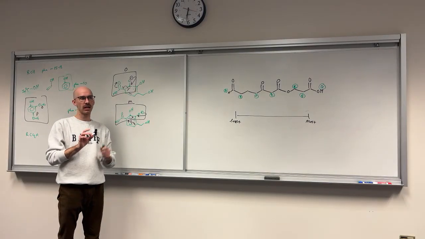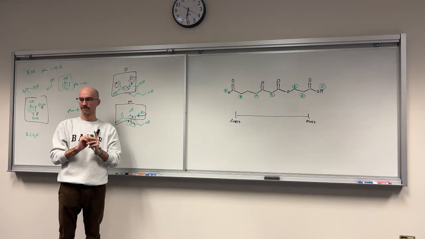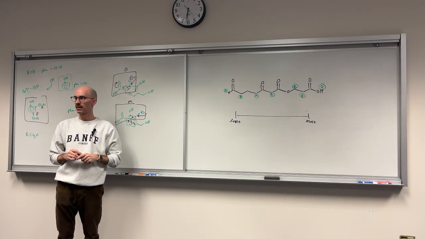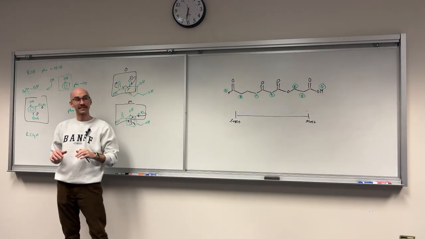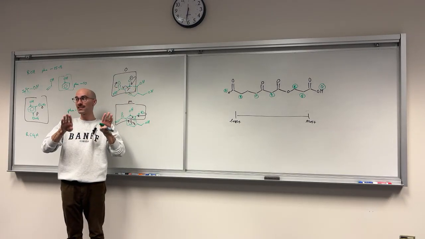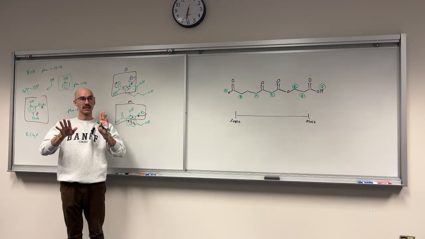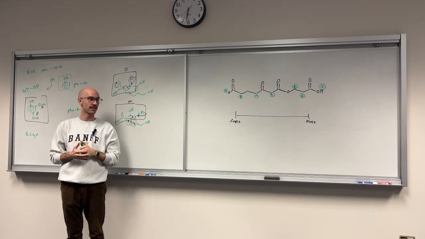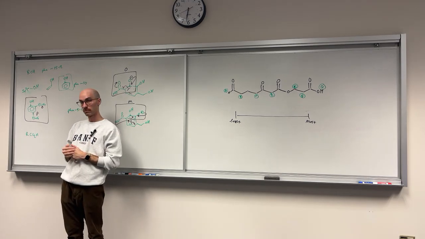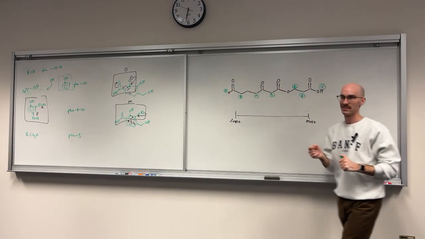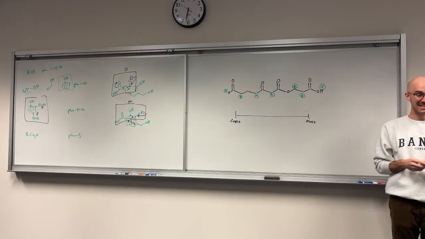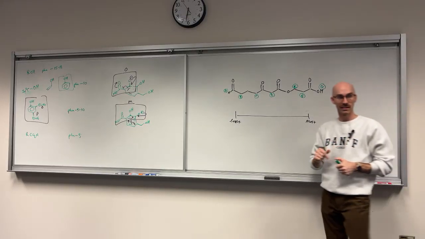What is the pKa of that central alpha carbon? Do we remember? Yeah, it's 13. If it were two ketones, it'd be about 11. But because it's between a ketone and an ester, it's less acidic. It's about 13. It's the pKa of a carboxylic acid. Why is it called acid? That's better. Good question.